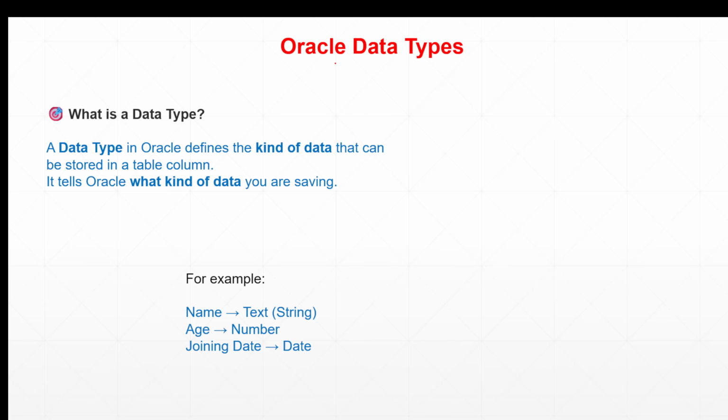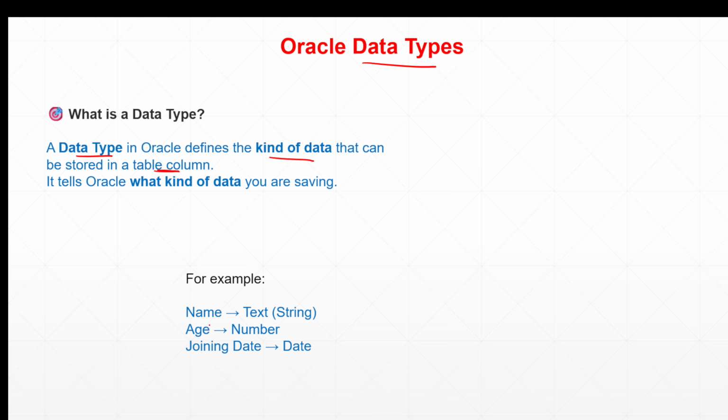Now let's talk about one of the most important topics in Oracle, data types. A data type in Oracle defines the kind of data that can be stored in a table column. Basically, it tells Oracle what kind of data you are saving, like number, text, date. So when we create a table in Oracle, each column must have a data type. This helps Oracle understand what kind of values can be stored.